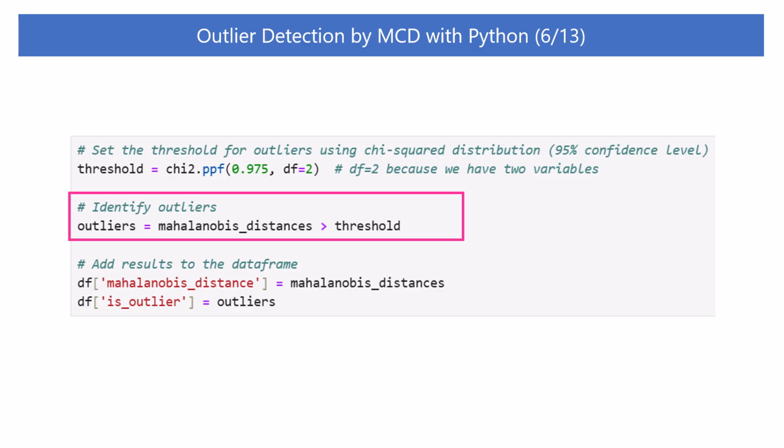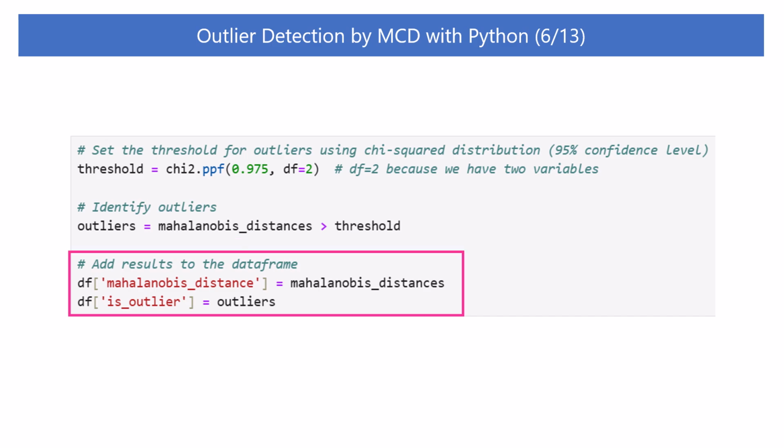In this part, data points for which Mahalanobis distance exceeds the threshold are determined to be outliers, and the results are stored in a Boolean variable called isOutlier. In this variable, outliers are recorded as True and a normal data point as False. The Mahalanobis distance for each data point and the result of the outlier determination are then added to the data frame.